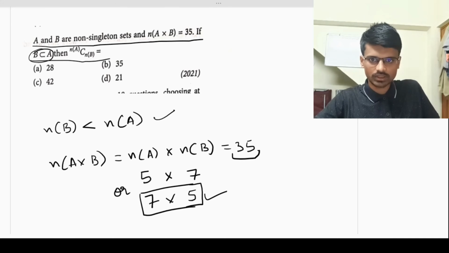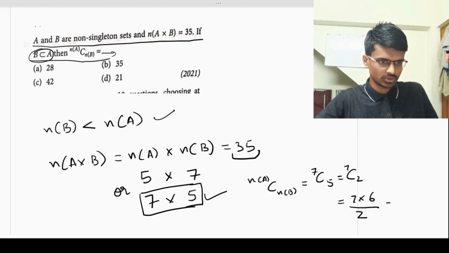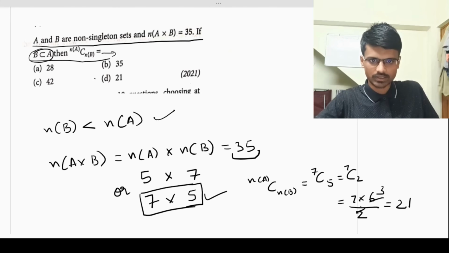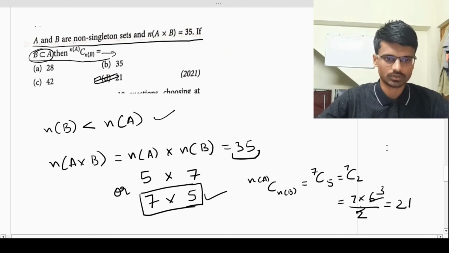So the question asks me this, right? What is n of A C n of B? So what will this be? 7C5. I can write this as 7C2, right? 7C2 is 7 into 6 by 2, which is 21. So 21 is my correct answer. So this is a good question. Okay, easy question, not hard. But this is a multi-concept question, so you need to know the knowledge of sets also. Okay, let's move to the next question.